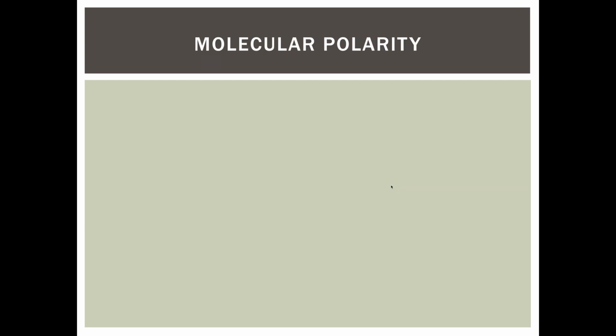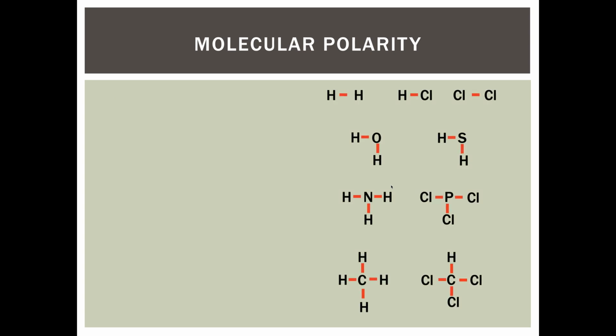All right, now on to molecular polarity. So we're going to put these examples back up here again. The first thing you need to do is figure out how symmetrical the molecule is, and we do this by creating lines of symmetry. A line of symmetry is an imaginary line where both sides of that line are a reflection of the other side.